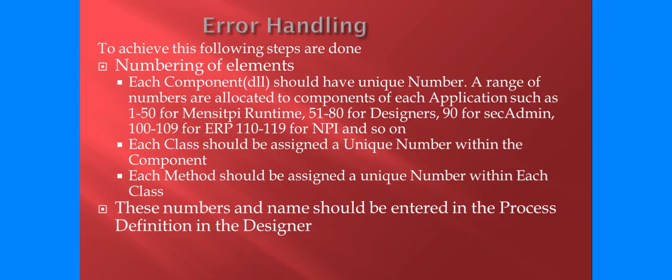Numbering of elements. Each component, DLL, should have a unique number. A range of numbers are allocated to components of each application such as 1 to 50 for MinSitP runtime, 51 to 80 for designers, 90 for secadmin, 100 to 109 for ERP, 110 to 119 for NPI, and so on. Each class should be assigned a unique number within the component. Each method should be assigned a unique number within each class. These numbers and names should be entered in the process definition in the designer.